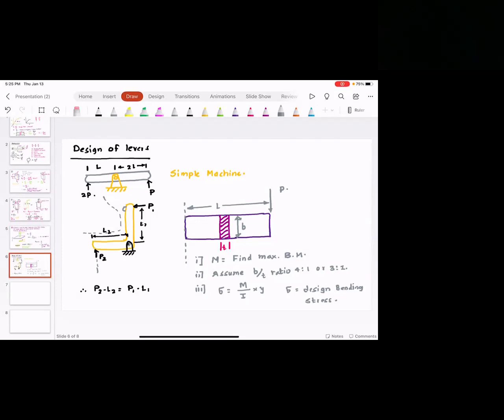In the design problem, the material is given to you, which means the value of sigma is given to you. Either they would say the lever is made up of mild steel, and then you have to look at the design data book and find out what is the bending stress or the design stress of mild steel. They will give you the load, and they will ask you to design the lever. Design means finding the dimensions B and T. So this is the design process that we are going to follow.